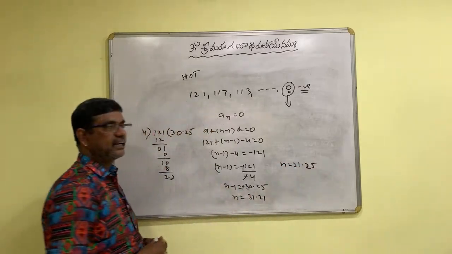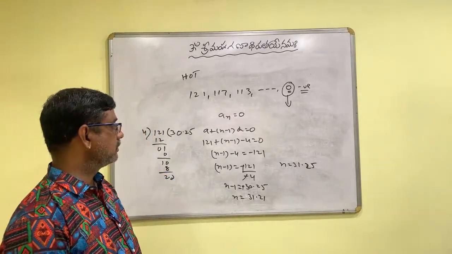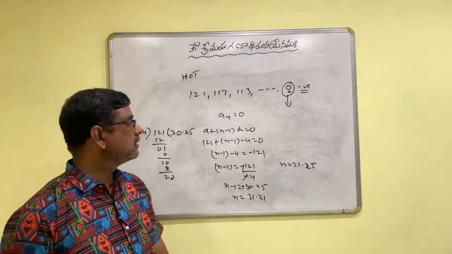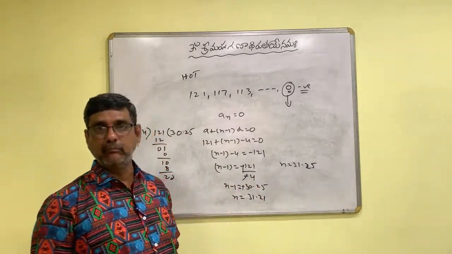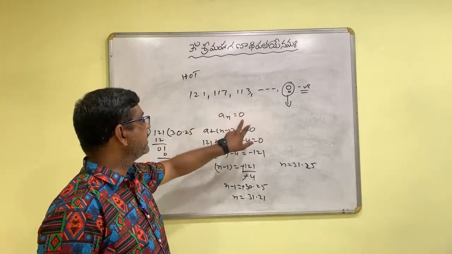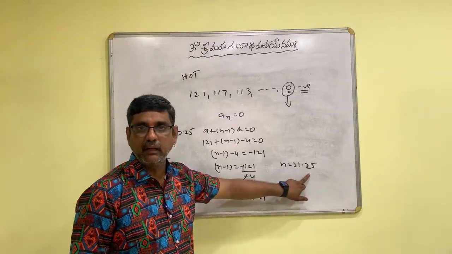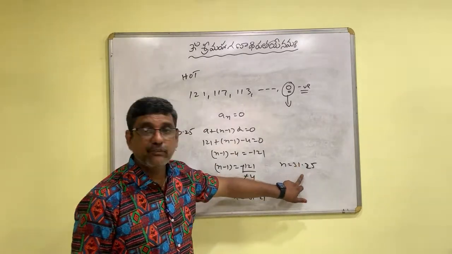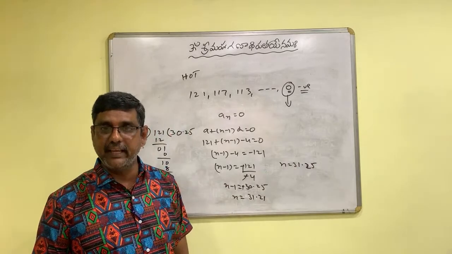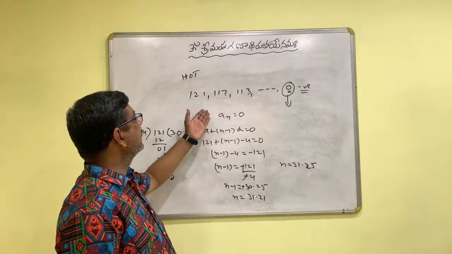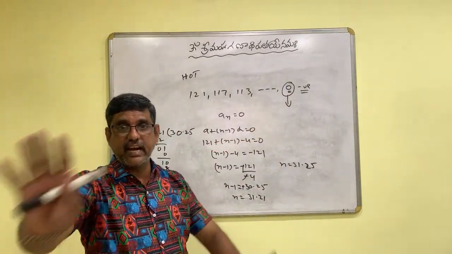Now children, you understand. The 0 is near the 31st term of this AP. Forget about this decimal. First let us understand: we got n as 31.25. That means 0 is not a term of this AP. 0 is not a term of this AP. First, that one is clear.